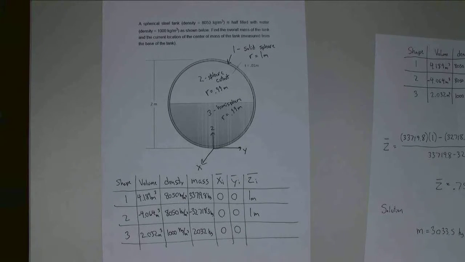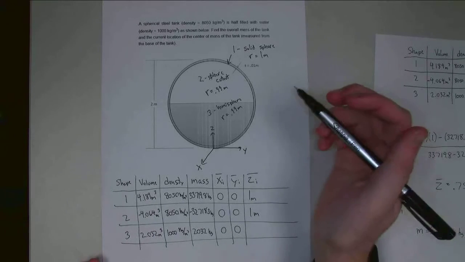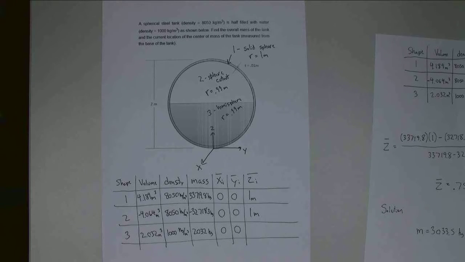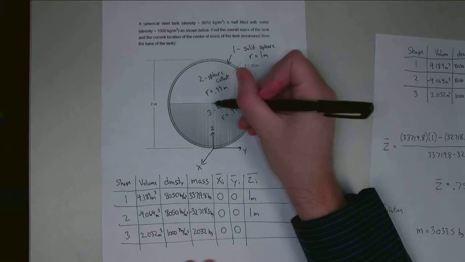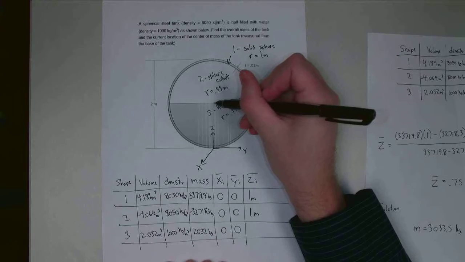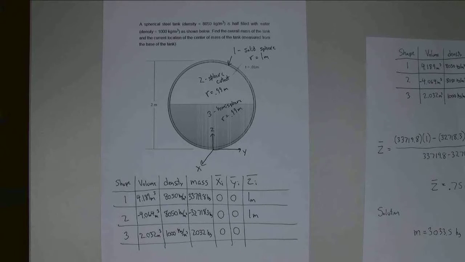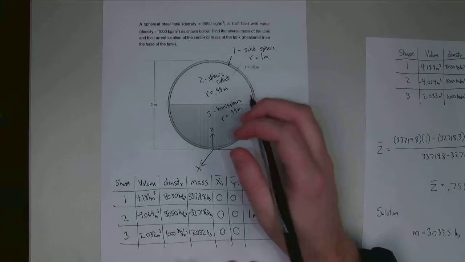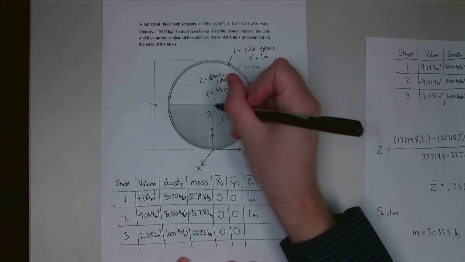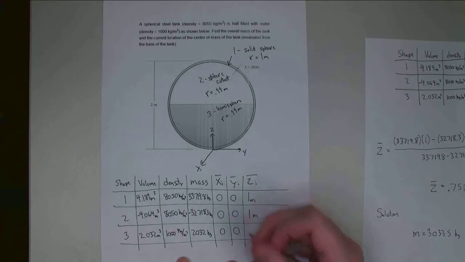And the kind of most difficult one is going to be my hemisphere. And so for the hemisphere, I would go ahead and look at a hemisphere in my centroid table for 3D shapes. And for the centroid of a hemisphere, I can see that going kind of from the flat side, which is going to be the top of my water surface, I need to go out by a measurement of 3/8 of the radius. And so 3/8 times the radius, this is going to be kind of going from 1 meter, I would go down by 3/8 of the radius.